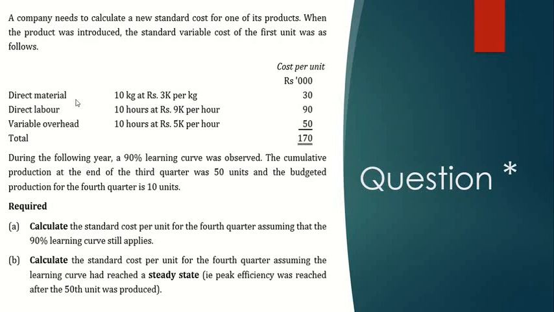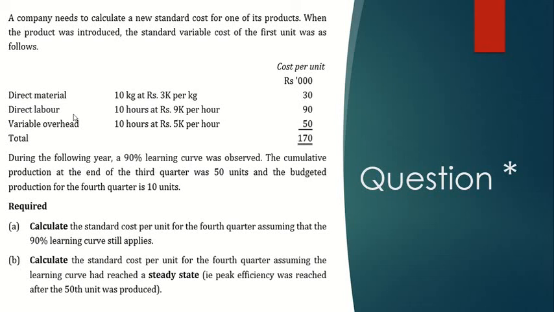So direct material 10 kilograms needed, per kilogram 3,000, so 30,000 will be the material cost. So this is constant, right? If they are producing 1 unit, the material cost will be 30,000. If they are producing 2 units, it will be 60,000. If you are producing 3, it will be 90,000. Likewise, it is straightforward. So there is no impact for this material cost because of this learning curve theory.